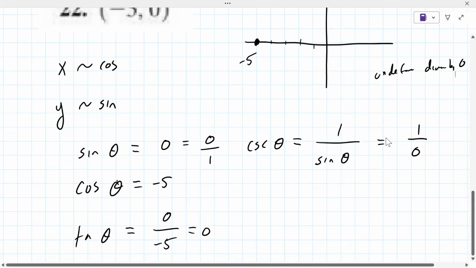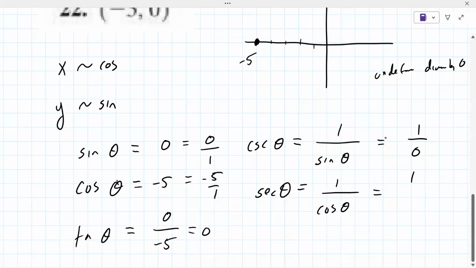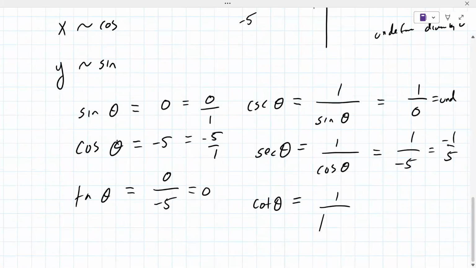Okay. Secant of theta, and again, you might have to rewrite this as a fraction, is 1 over cosine of theta, the reciprocal. So it's 1 over -5, which is -1/5. Cotangent of theta is the reciprocal of tangent, which is -5 over 0, which is also undefined.